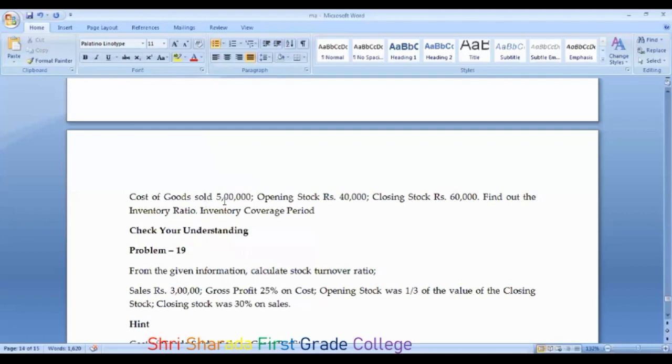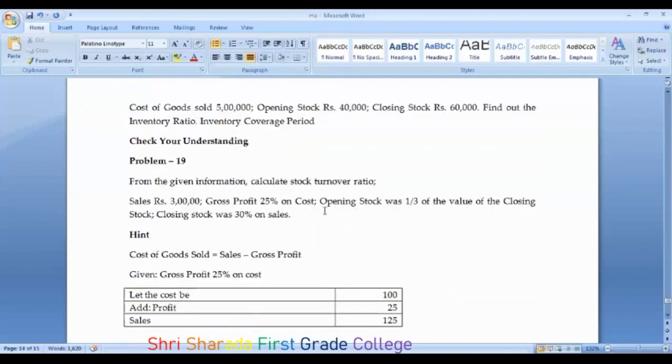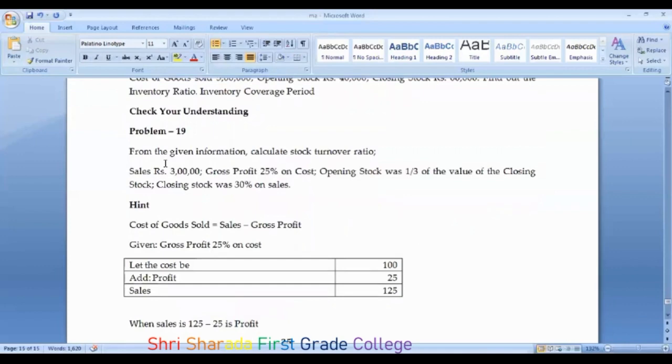It is very clear. Cost of goods sold is given directly. Opening stock as well as closing stock is given directly. No need to worry. Whatever value you get for the stock turnover ratio, 365 divided by that gives you the inventory coverage period. Clear? Now, from the given information, calculate the stock turnover ratio.